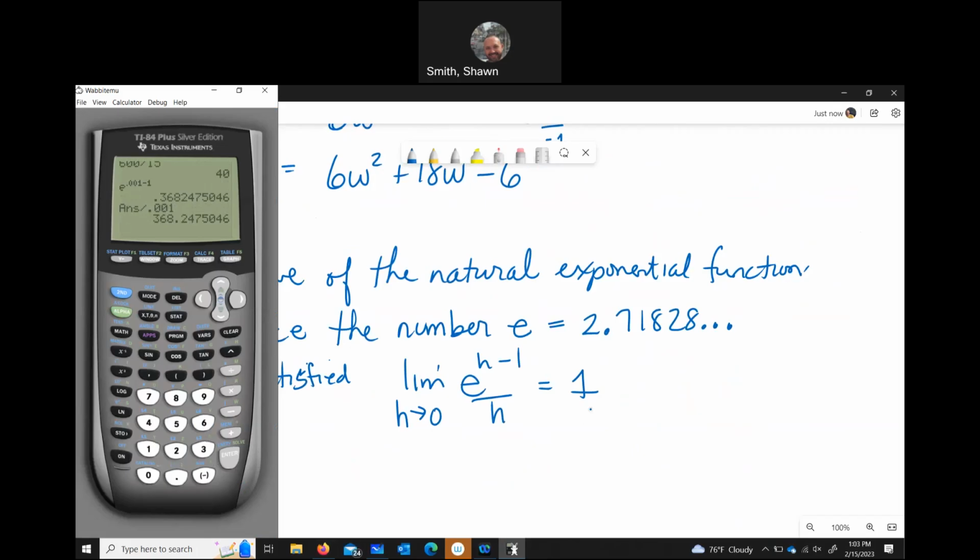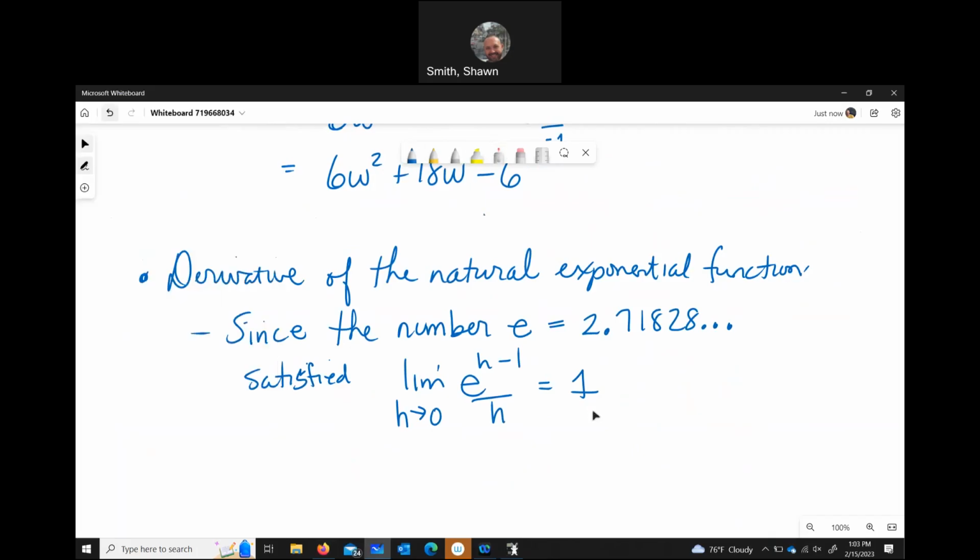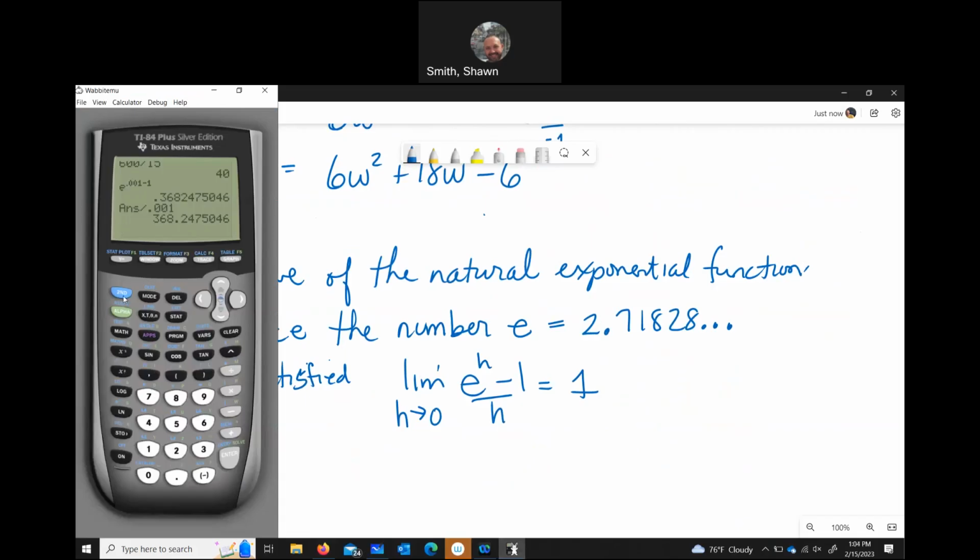Oh, that's supposed to be a minus 1 outside the exponent. I copied that wrong. There we go. So we got e to the small number minus the 1, then divide by 0.001. There you can see, very close to 1, right? You can pick a number smaller and smaller, you can make that conjecture. Okay, so that's true.